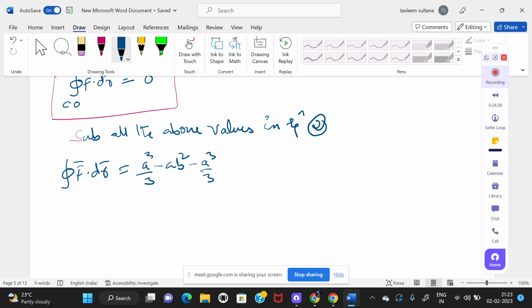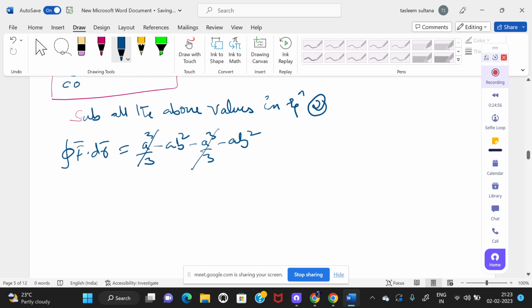Somewhere are we getting it wrong? Then a cube by 3 minus ab square. Then the second line is equal to minus ab square. Then next is a cube by 3, then minus ab square. So this value and this value will get cancelled. It's equal to minus 2ab square, which is your required solution.